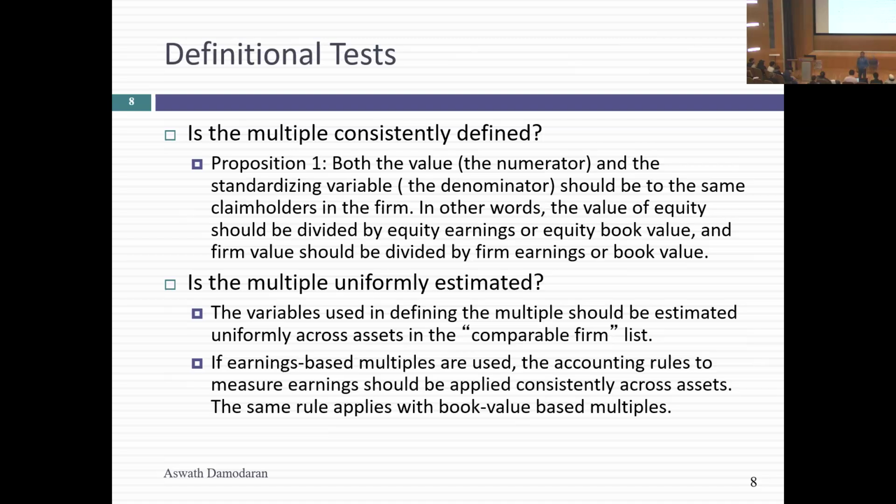Start with a consistent definition. Remember I said a multiple is a numerator and a denominator? Here's the rule. If your numerator is an equity value, your denominator has to be an equity value as well. If your numerator is a firm or an enterprise value, your denominator also has to be a firm or an enterprise value. I know it's cruel and unusual punishment to hit you with this late in the day, but I'm going to throw a few multiples at you, and you tell me whether they're consistently defined. Let's start with PE ratios. What's in the numerator? Equity value, firm value, enterprise value.